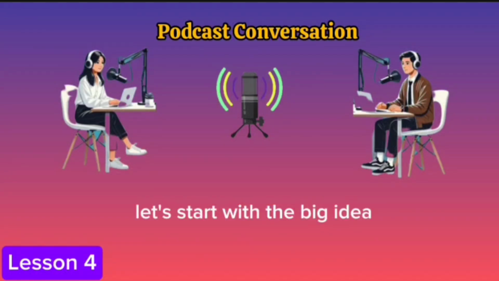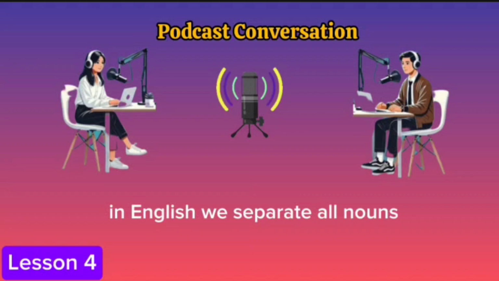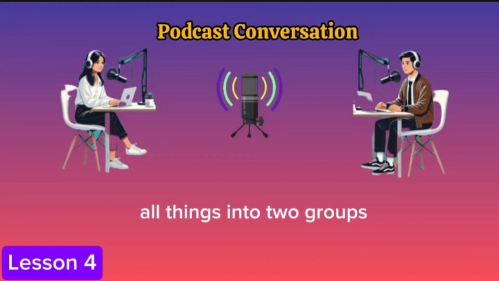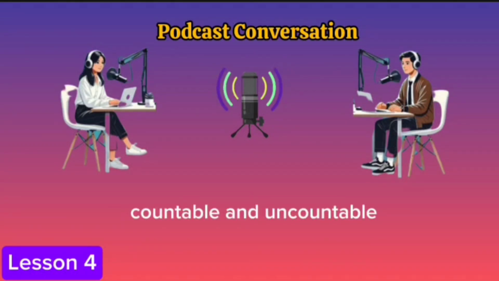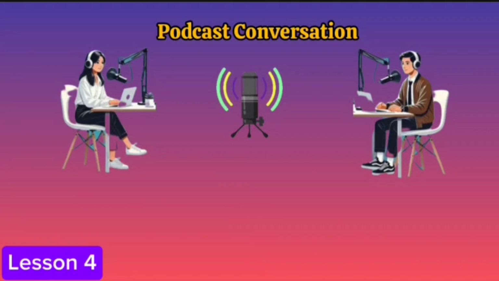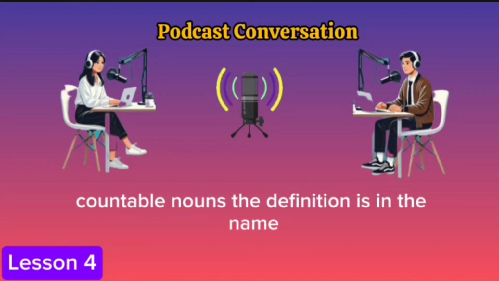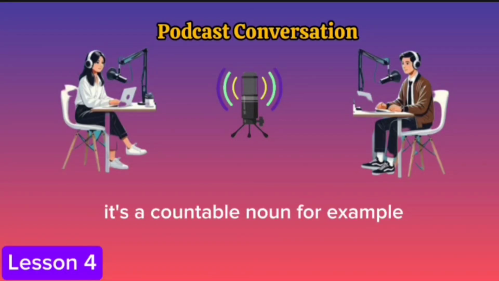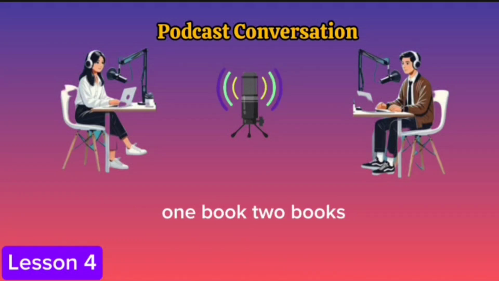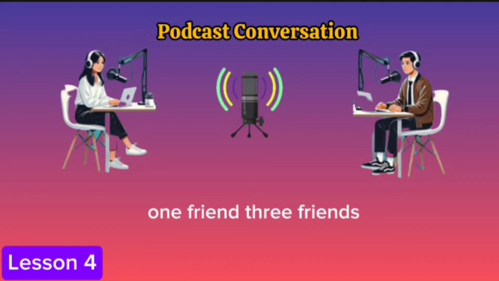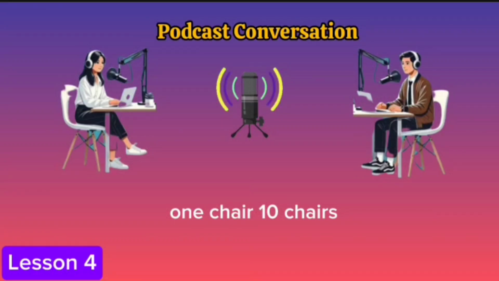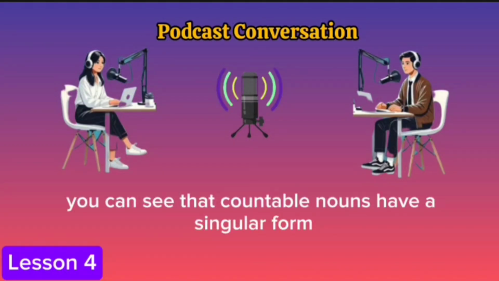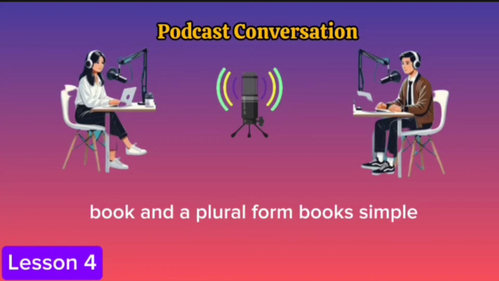Okay, let's start with the big idea. In English, we separate all nouns, all things, into 2 groups, countable and uncountable. Let's start with the easy one. Countable nouns. The definition is in the name. You can count them. If you can put a number in front of it, it's a countable noun. For example, 1 book, 2 books. 1 friend, 3 friends. 1 chair, 10 chairs. 1 idea, many ideas. You can see that countable nouns have a singular form, book, and a plural form, books.